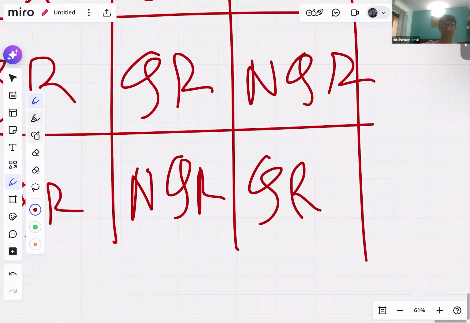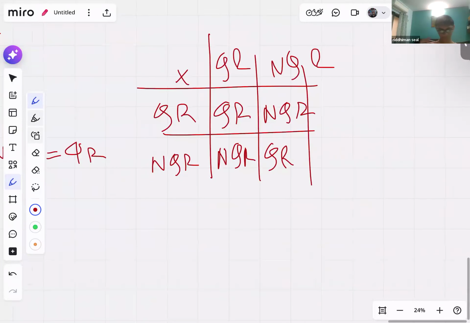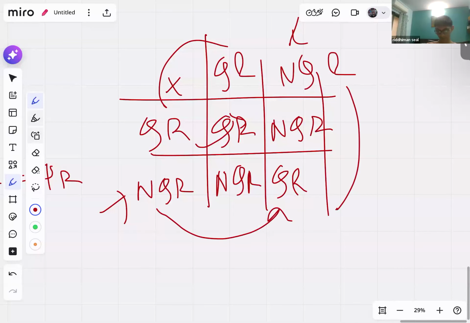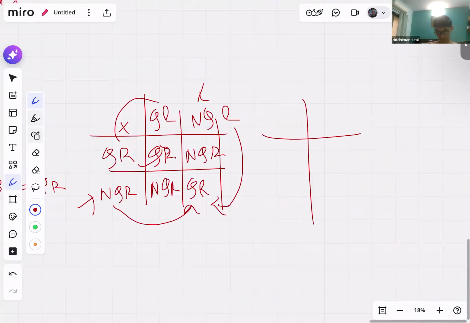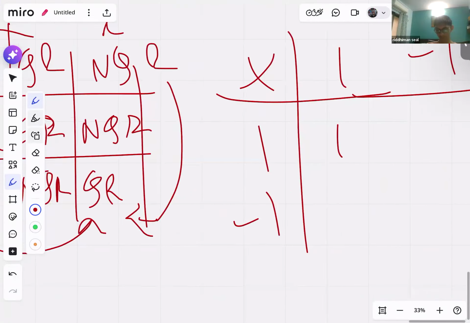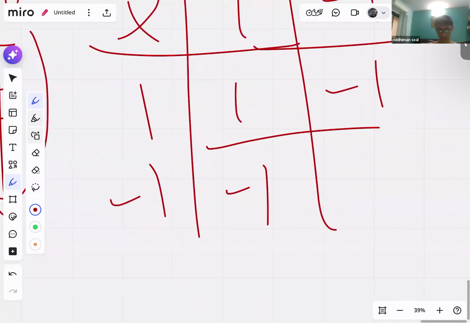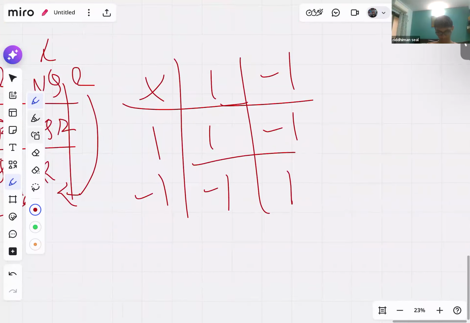Does this table seem familiar? We have seen this table, right? This is sort of intuitive. If this is the same, we'll get the same. If both of them are opposite, we'll still get the same result, like we'll still get a QR. The idea is that this is very similar to the multiplication of ones and minus ones, right? So one into one is one, one into minus one is minus one, minus one into one is minus one, and a minus one into minus one is one.